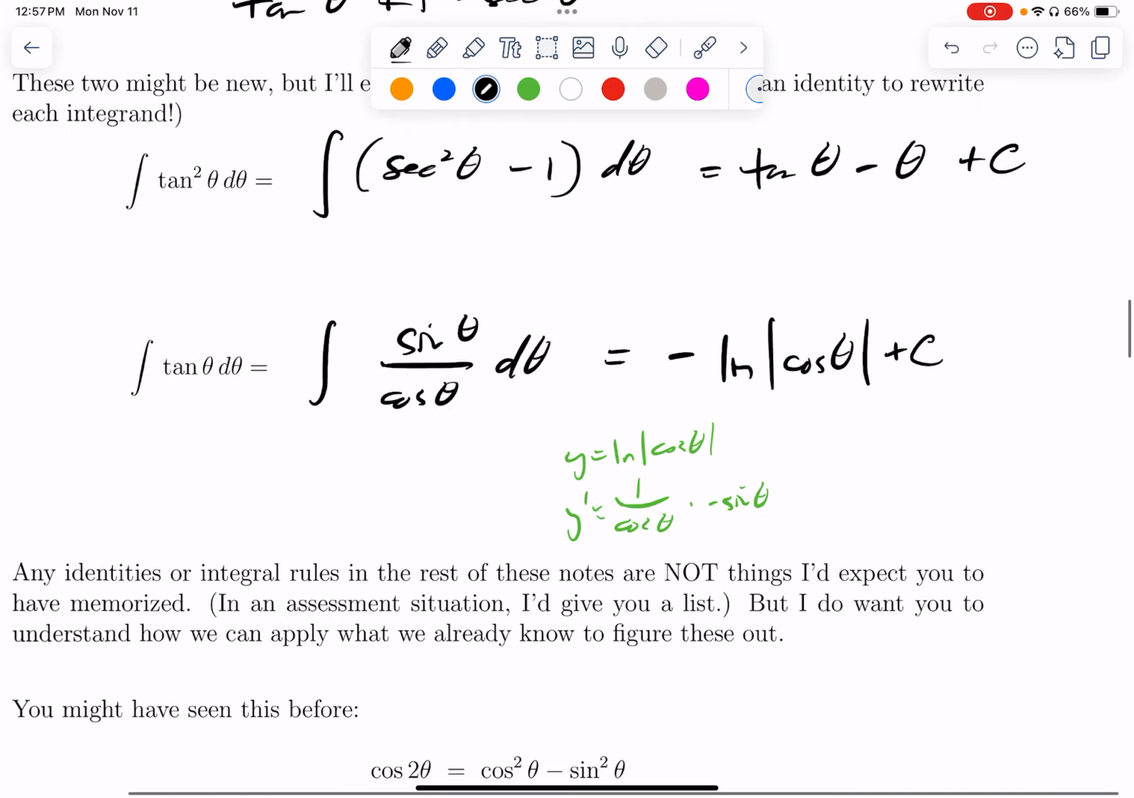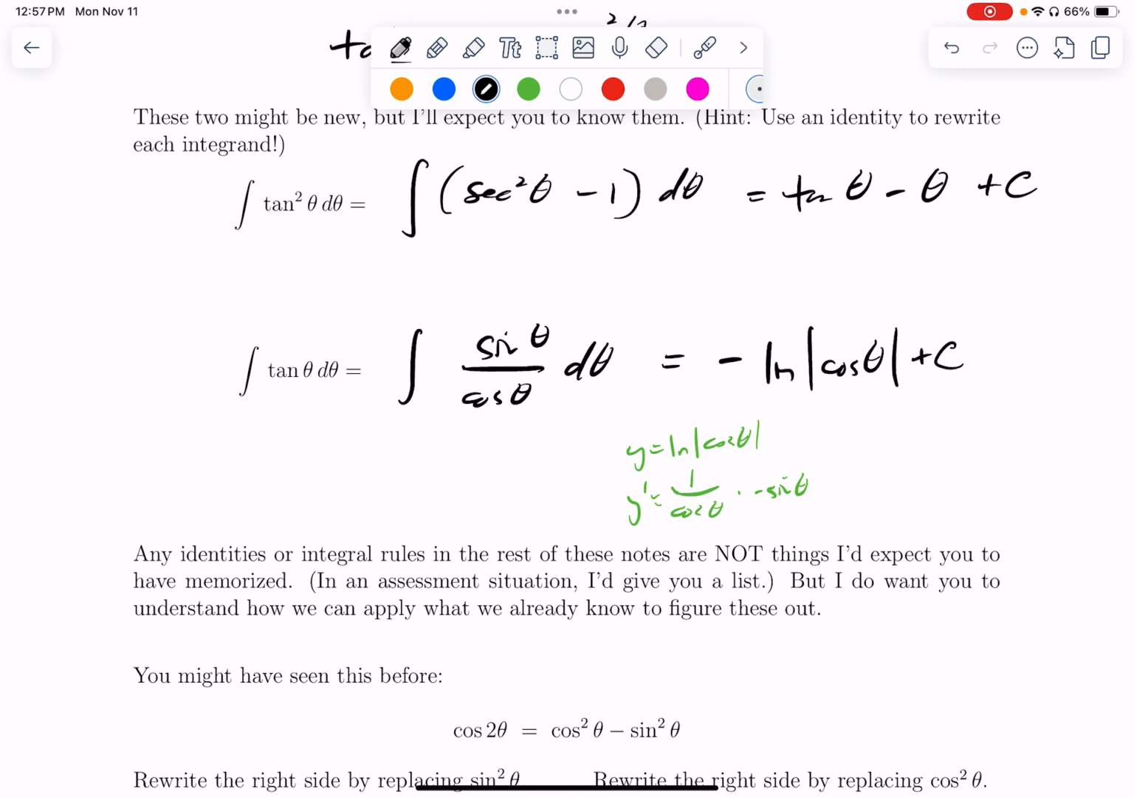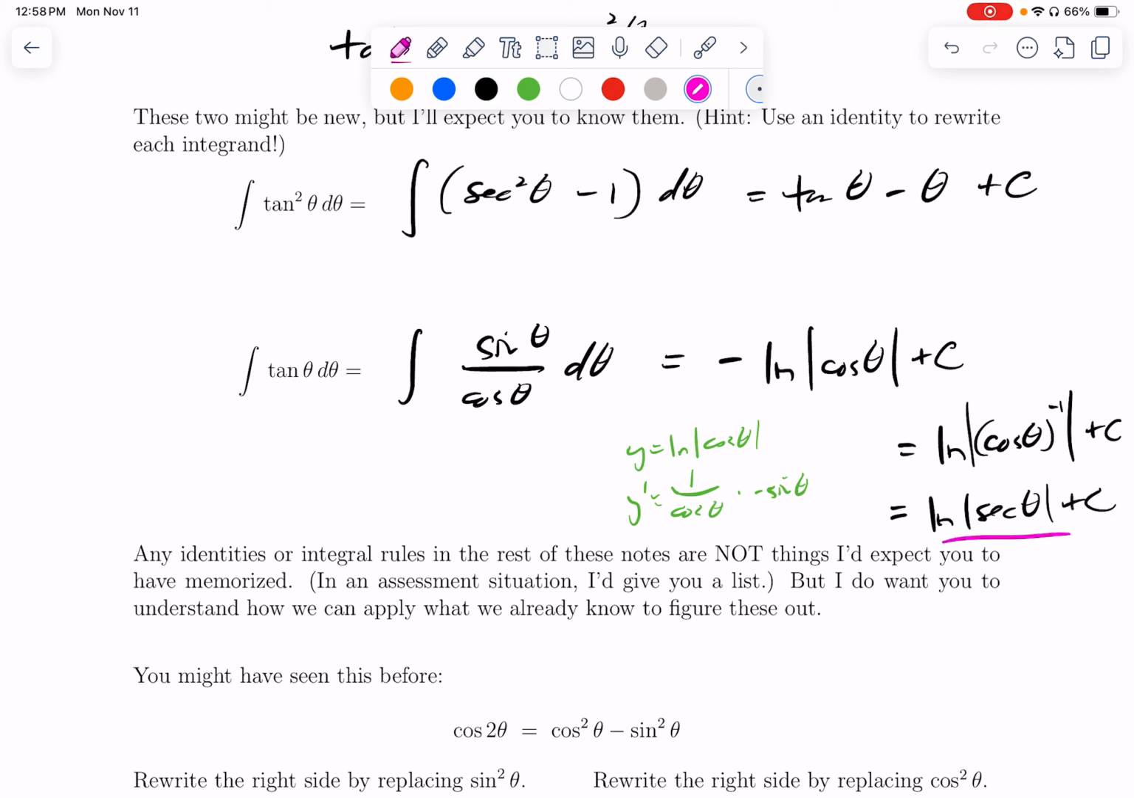And a way some people write this to avoid the negative is they move that negative inside as a power. Right? This is not inverse cosine. This is cosine theta to the negative 1. And that's secant. So this version you may see more often, but this one is fine as well.